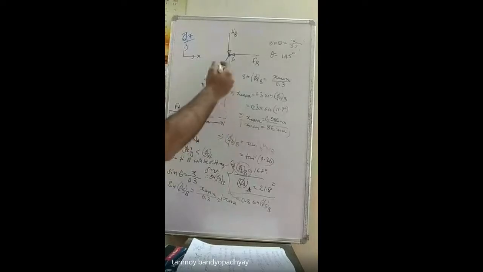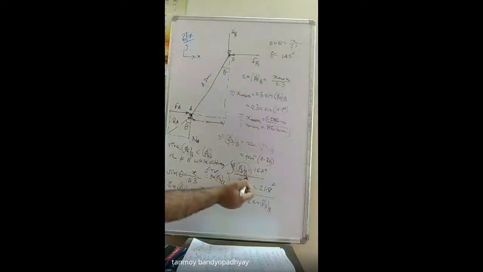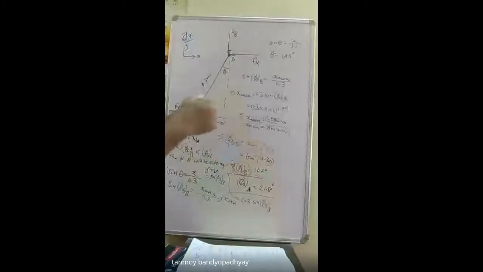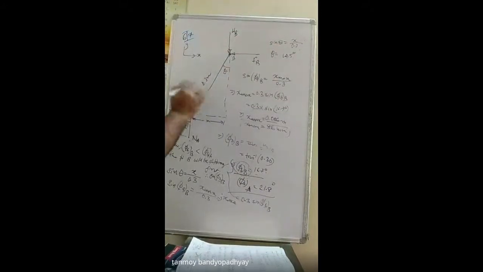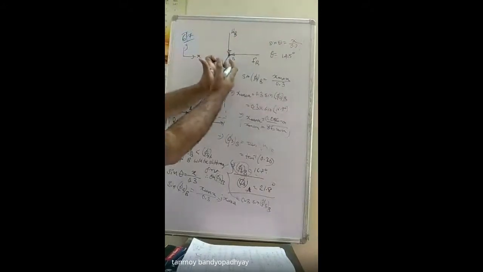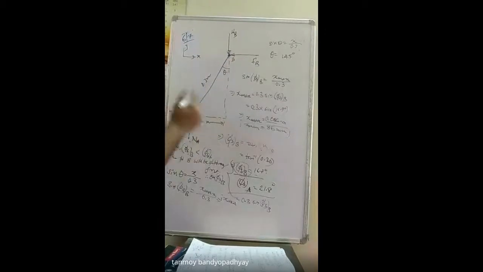A time will reach when theta actually becomes equal to phi s b, and at that point, point B will slip down. When B slips, A will also start slipping, because the motion of A is actually dependent on B. That is why B is having a lower friction angle. So in order to increase theta, I have to increase x max.